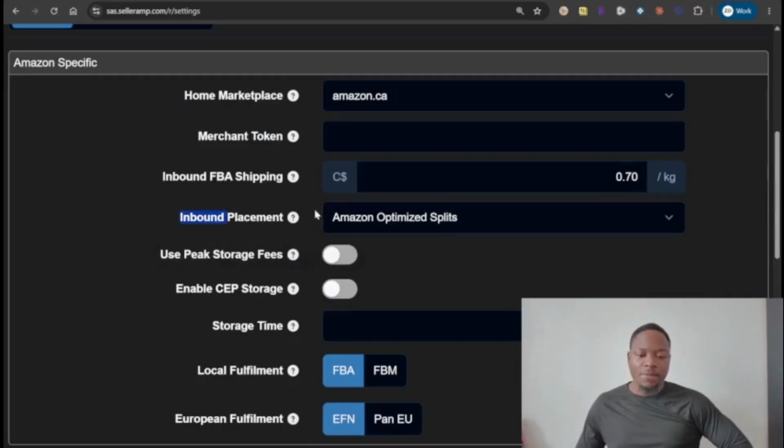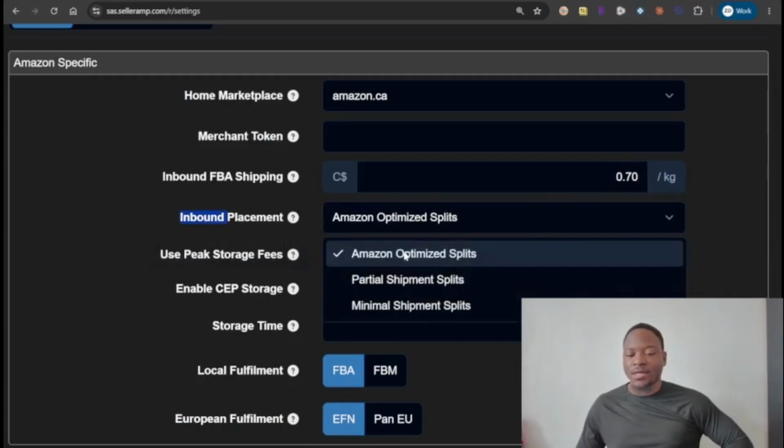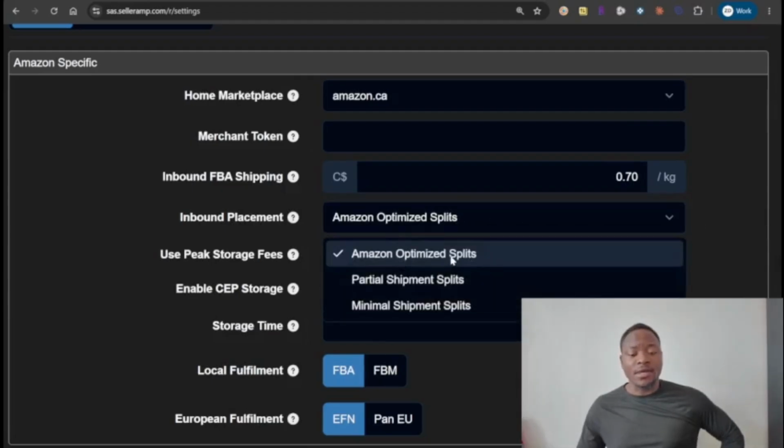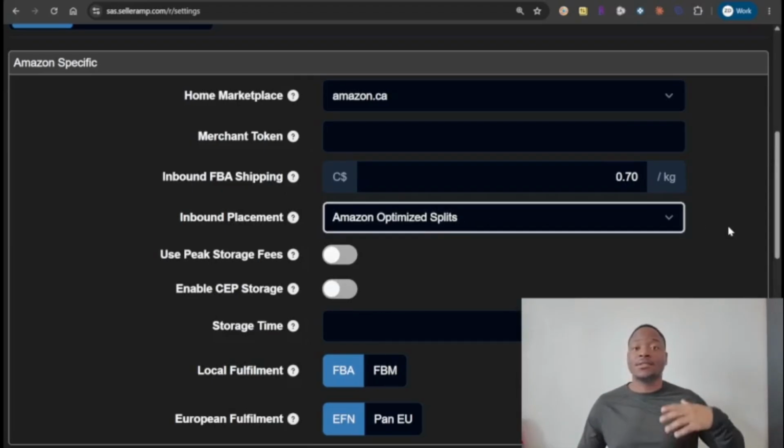Inbound placement. What you want to do here is just select Amazon optimized splits. I am going to show you guys how to have the boxes optimized for Amazon. It's actually very simple, but you always want to select Amazon optimized split because that's the best way to be able to ship your products to Amazon.